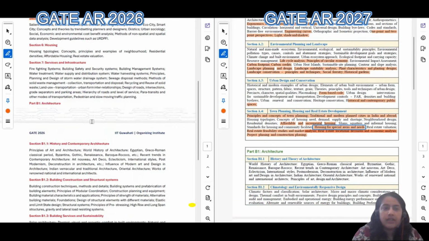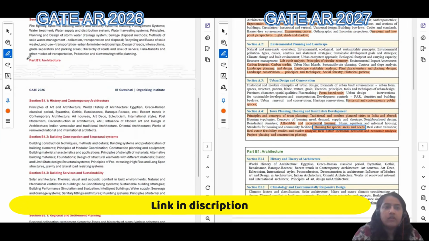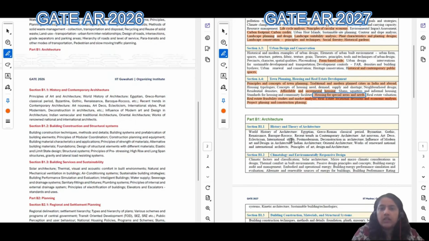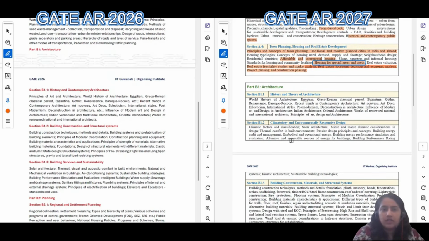Now, as we move ahead to section part B1 of architecture, here if you take a look at it, the syllabus of history, part B1, B1.1, that is history. Now, earlier it was history and contemporary architecture. Now, here the emphasis is more on the theory of architecture. So, again, here they've specifically mentioned principles of art, design, architecture.